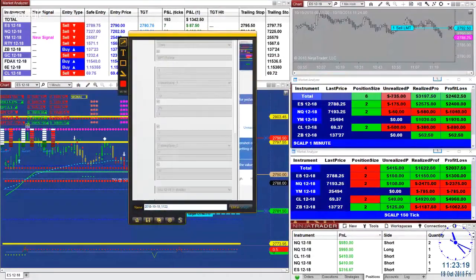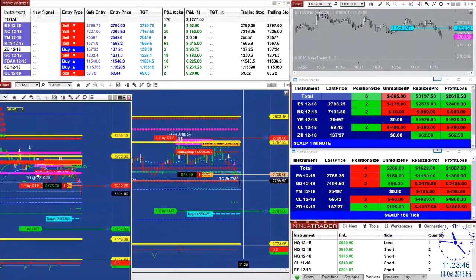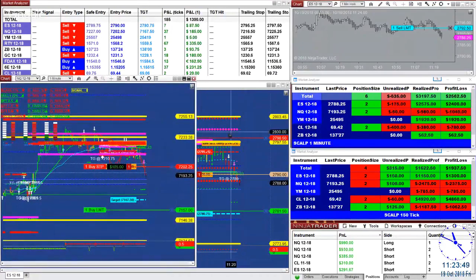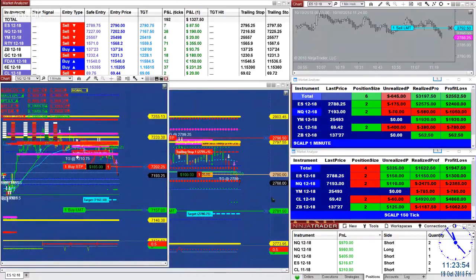You know, there is your trailing stop. You can turn it off from here. You turn off the trailing stop, and then it works with the fibs. The Nasdaq is okay, but we're not out of danger with the ES yet. Be careful, folks.